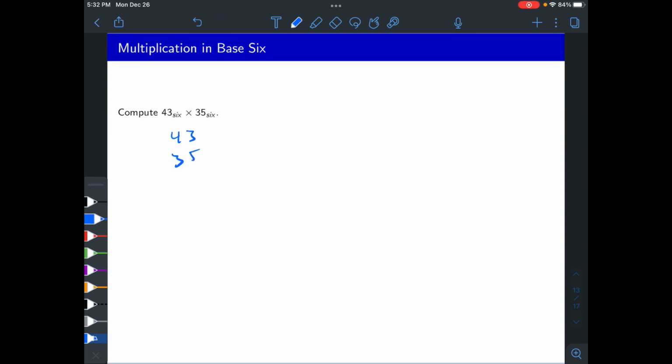So 4, 3 times 3, 5, all in base 6. So 3 times 5, base 6. What would that be? It's probably... Okay, I'm pretty sure it's going to be 2, 3, base 6. Counting off in 3s in base 6 is actually pretty easy.